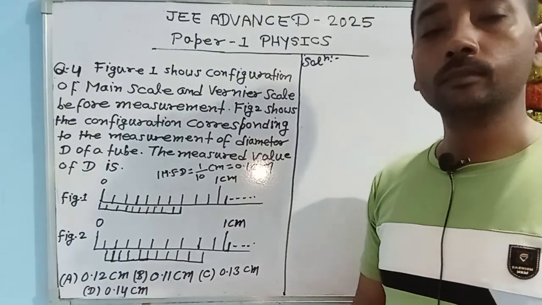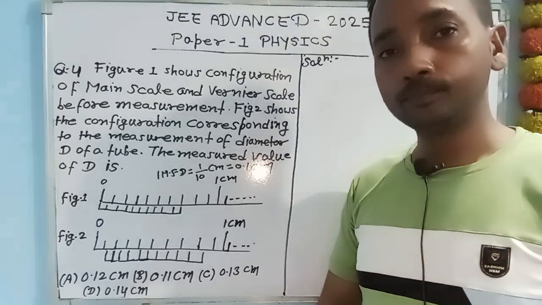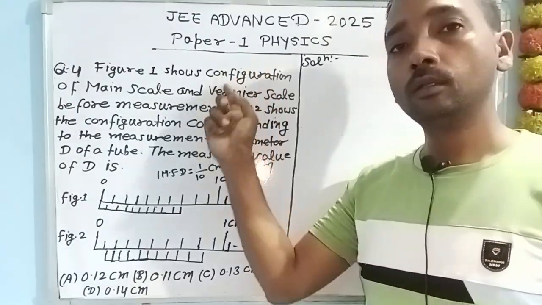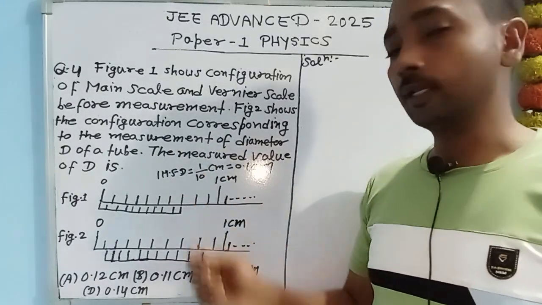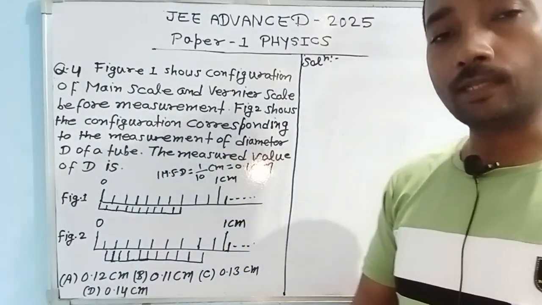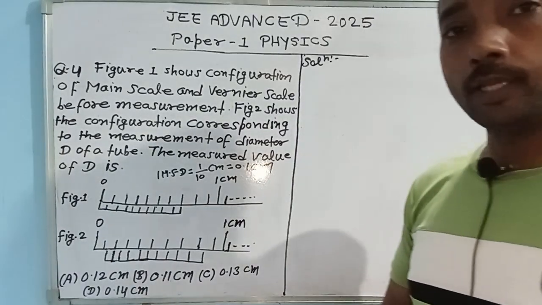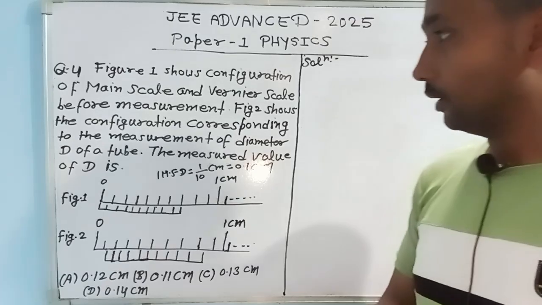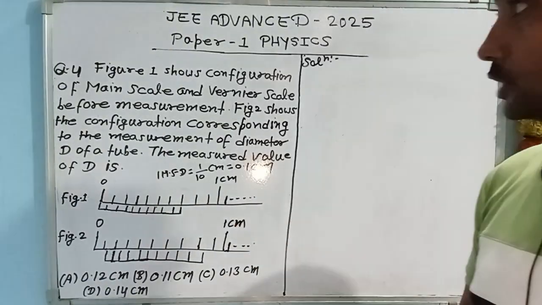Good morning, students. Today we will discuss JEE Advanced 2025 Physics Paper 1, question number 4. This question is related to the vernier calipers, a class 11 physics topic, and this is a very easy question asked in JEE Advanced 2025. Let us see the solution of this question. First, we will read the question.